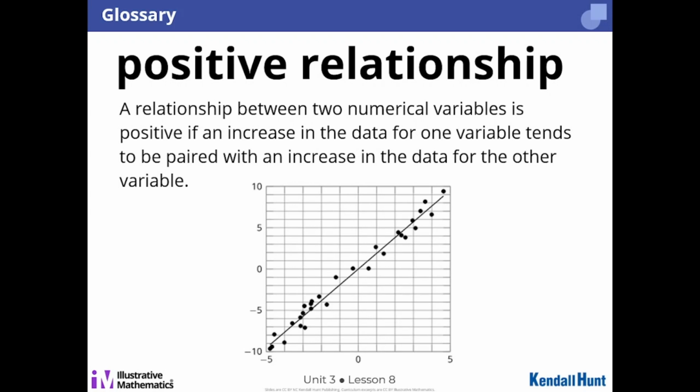Now we can see the positive relationship. A relationship between two numerical variables is positive if an increase in the data for one variable tends to be paired with an increase in the data for the other variable. In other words, here in this example, we can see that as the x value increases, the y value also increases, resulting in this upward slope from left to right.